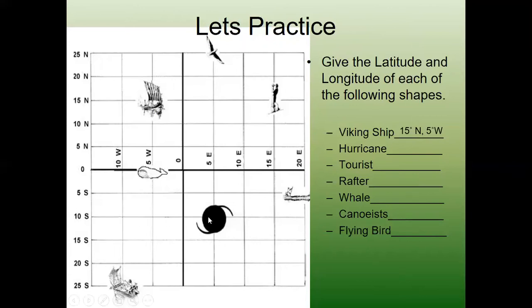All right, the hurricane is this little spiral thing. We got a lot of those going on in the United States right now.